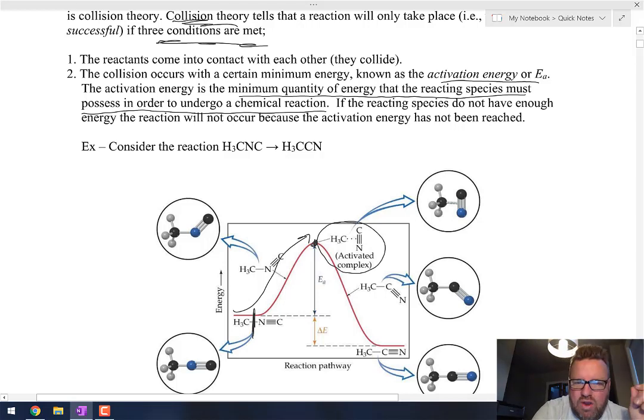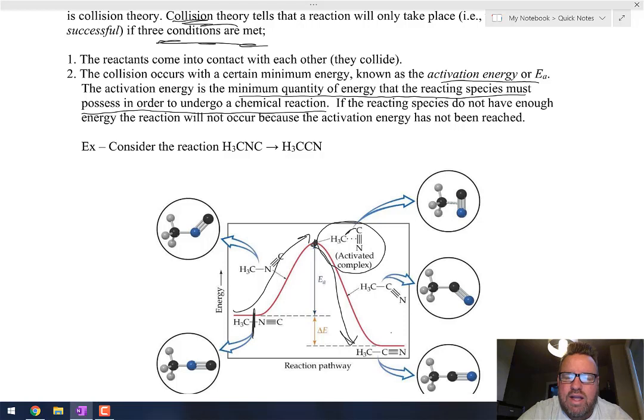And now when that new bond forms here between the two carbons, you can see there's a big energy release. This is overall an exothermic reaction. As you can see, the energy of the products is lower than the energy of the reactants, which again results in an exothermic reaction. So the molecules have to collide with each other, and they have to have enough energy to overcome the activation energy barrier.